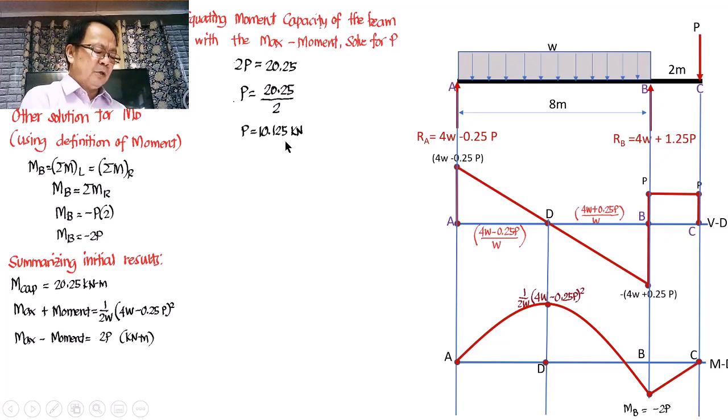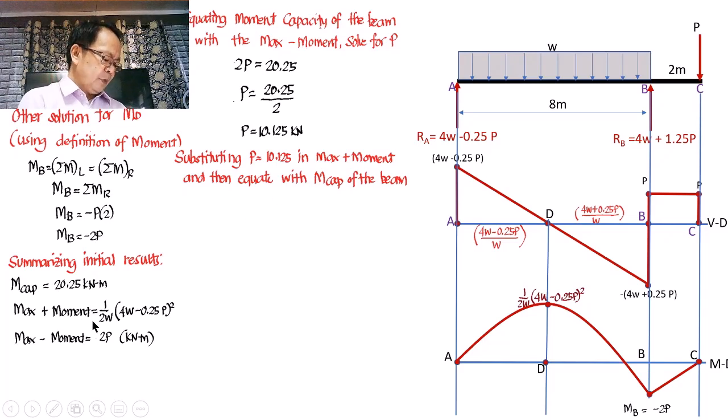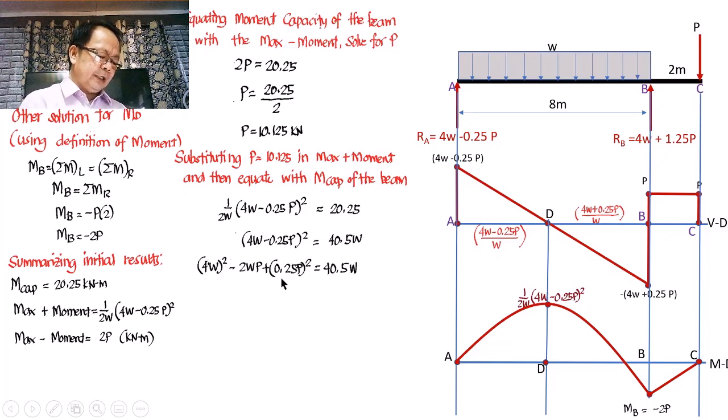Now, pagkatapos nating masolve itong 10.125 kilonewton at isinubstitute natin siya dito sa moment equation ng maximum positive bending moment, di ba? Then, inequate natin siya sa kanyang moment capacity, masosolve na natin ngayon yung kanyang W. Kaya, when we simplify, 1 over 2W times the quantity 4W minus 0.25 P square, itong part na ito is the maximum positive bending moment. Samantalang ito naman, yung moment capacity ng section. Ito yung maximum positive.